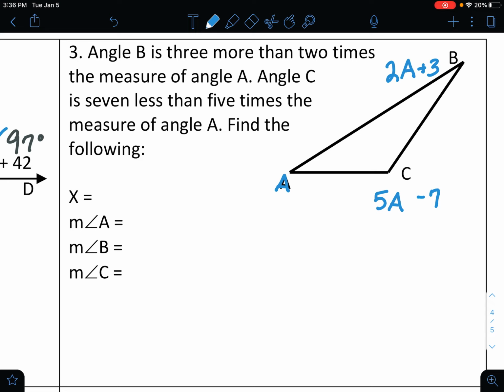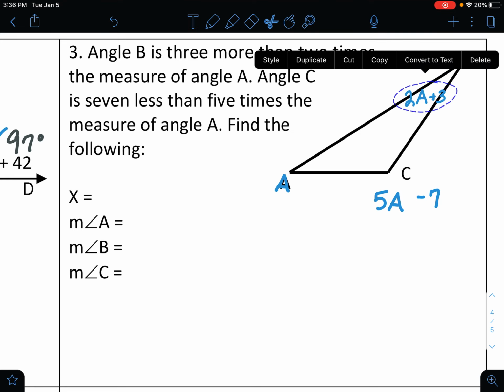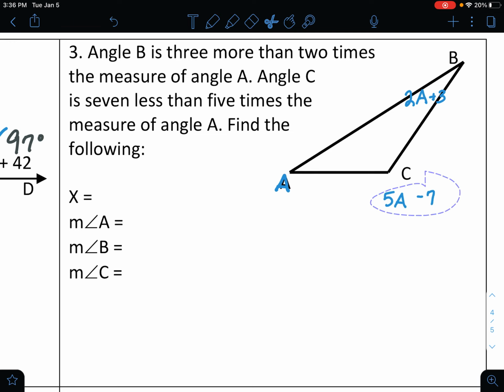All right, so let's set this thing up. These are all angles, and I actually should have put them inside the triangle since they are angles. So that goes there and there, and that goes there. Okay, so A, B, and C are all going to equal 180. So angle A plus angle B plus angle C are all going to equal 180.